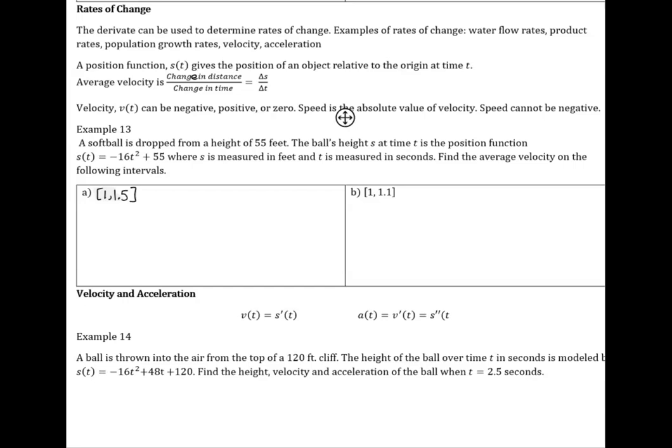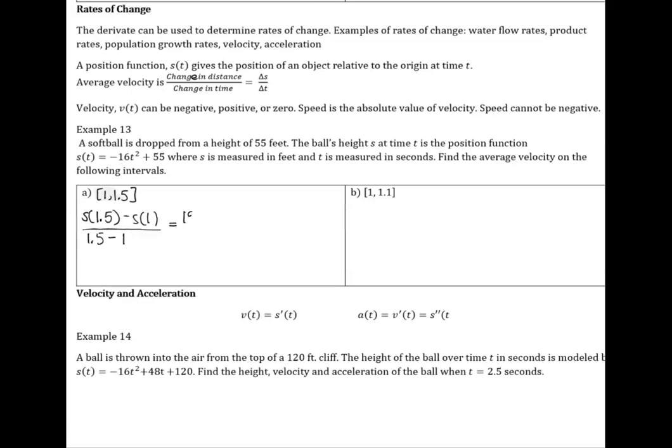So in order to find the average velocity, the average speed of the ball as it fell on the interval from 1 to 1.5, I would need to know, well, where was the ball after 1.5 seconds? And from there, I will subtract the position of the ball at 1 second. So this numerator is the change in distance, the change in the position. In the denominator, I do the change in time. Well, the time that we're interested in started at 1 and ended at 1.5.